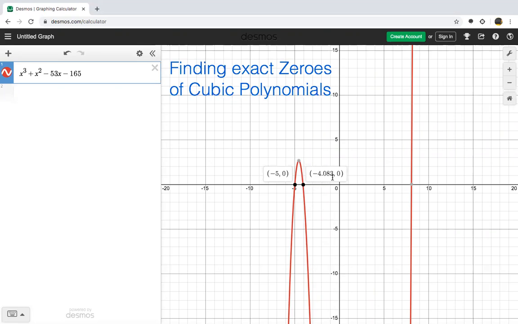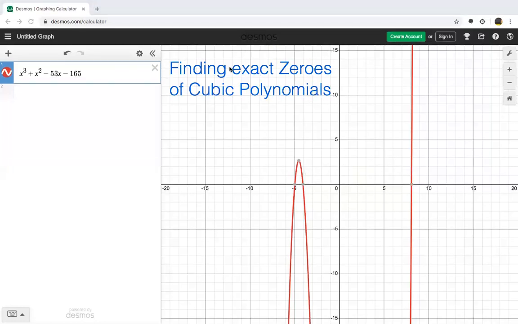Now I say approximate because that decimal goes on most likely forever, and that's just an approximation to the thousandth place. That's all Desmos will give you. And then over here on the positive side of the x-axis we have 8.083, and again that's just an approximation. So if your mission is to find the exact values of these zeros of the function, we have to dig a little bit deeper. So what I like to do is the following.